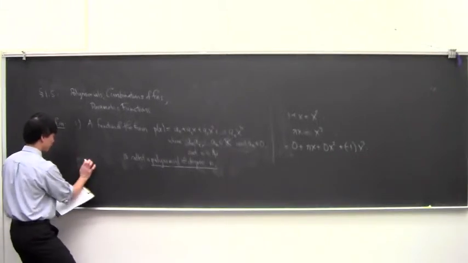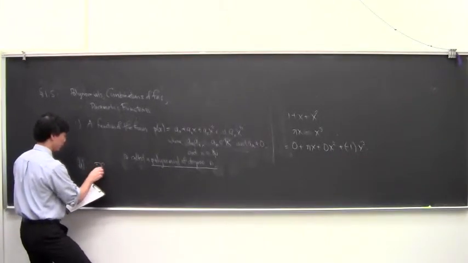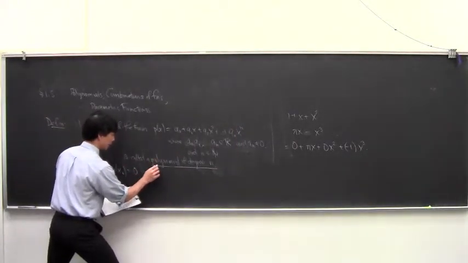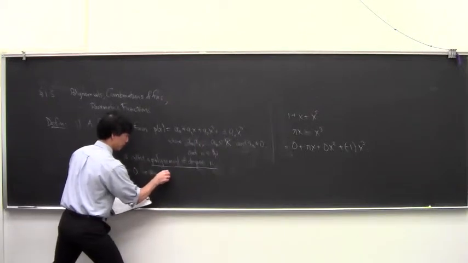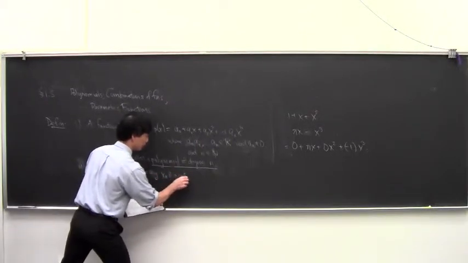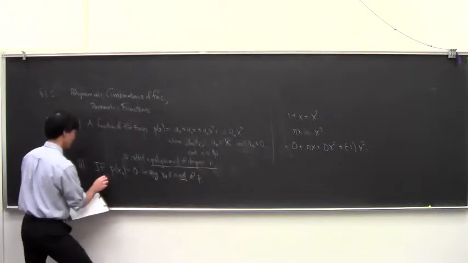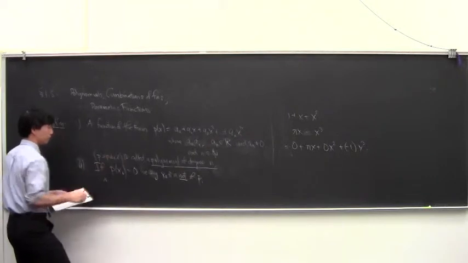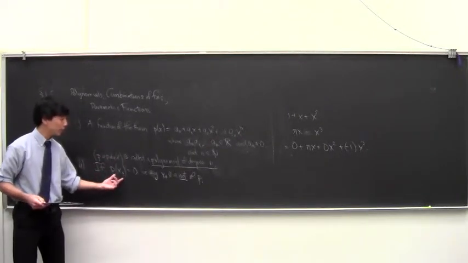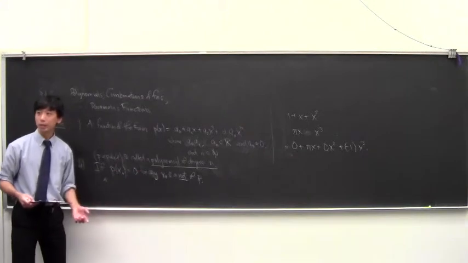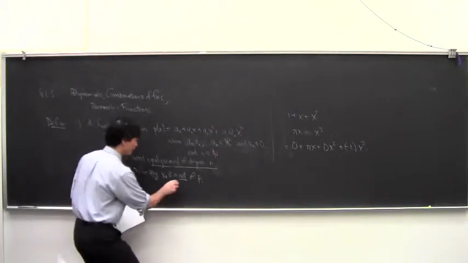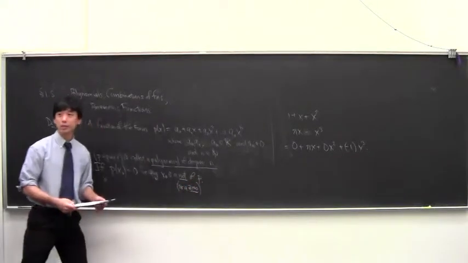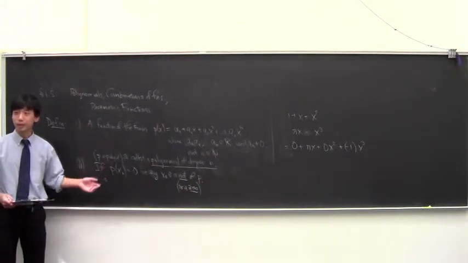Definition number 2. Let p be some polynomial. If p of x naught equals 0, we say x naught is a root of the polynomial p, a root or a 0. It's just where the polynomial gives the value 0.